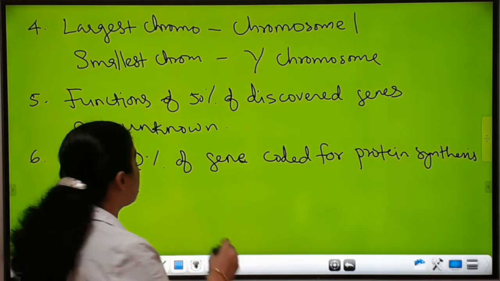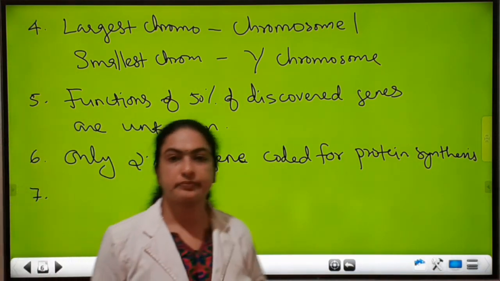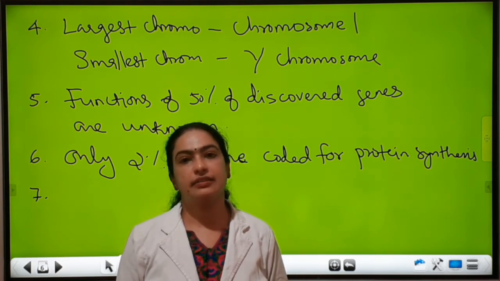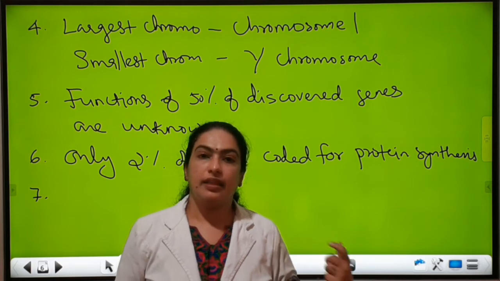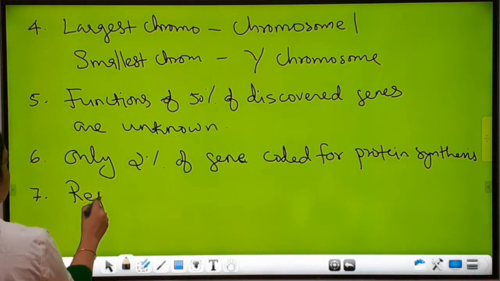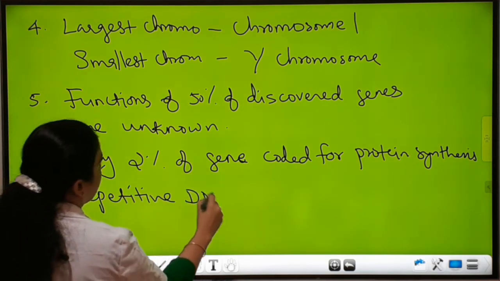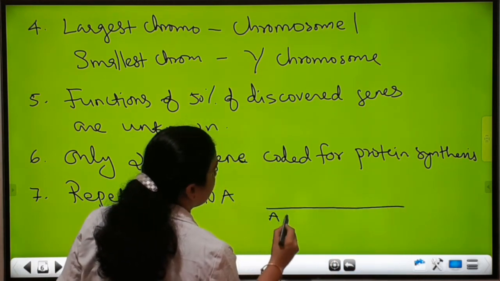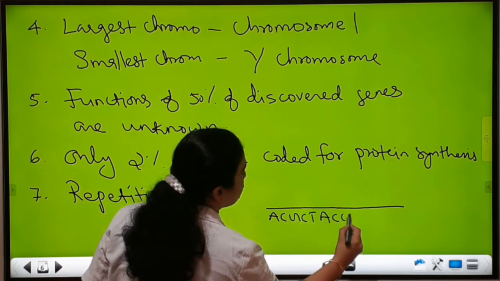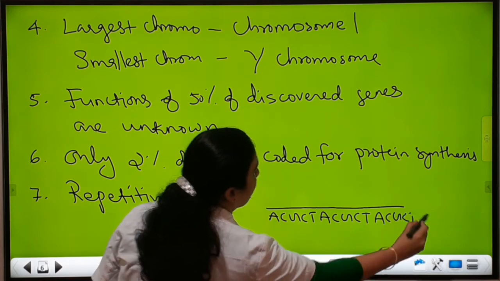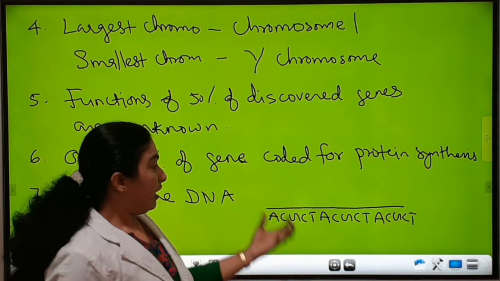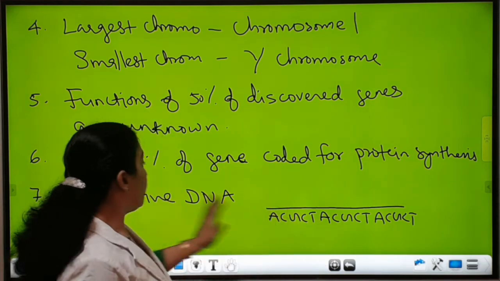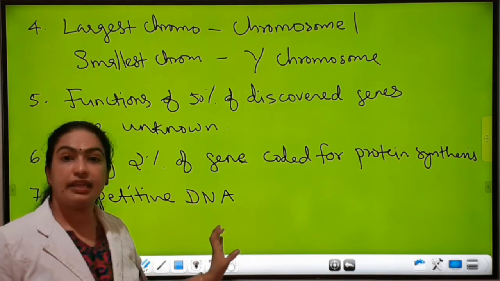And the next point, the seventh point, is that there are repetitive DNA or repetitive sequences in the DNA. That means the bases are repeating. For example, suppose this is the DNA sequence: ACGCT, ACGCT, ACGCT, like that. There is a repetitive sequence, continuously or in between also, we can see the repetition of the sequences. In human DNA, the repetitive DNA are there.